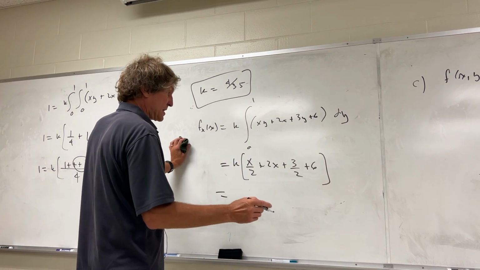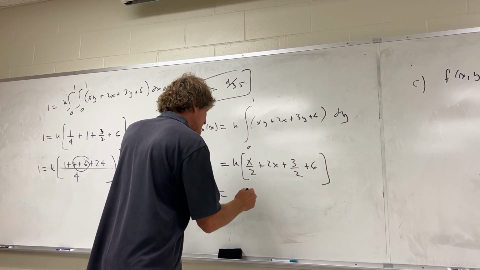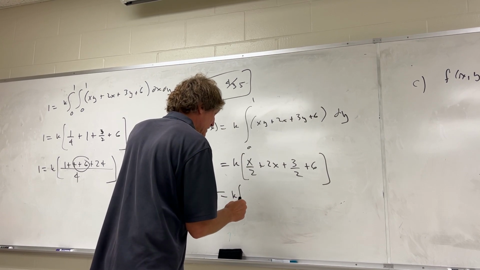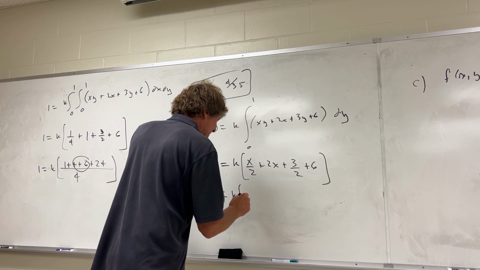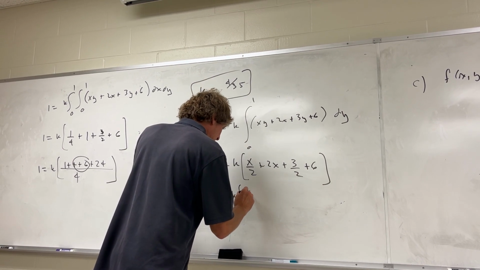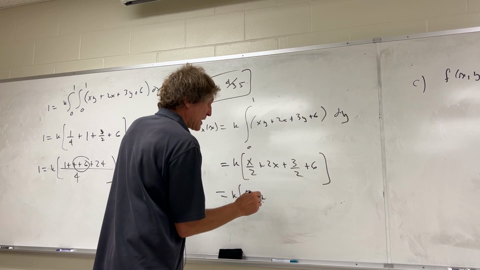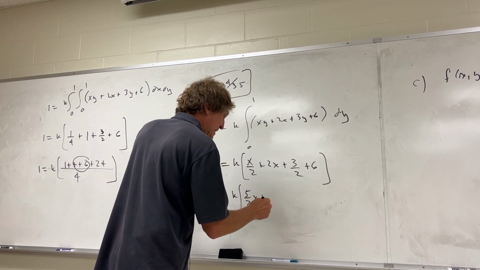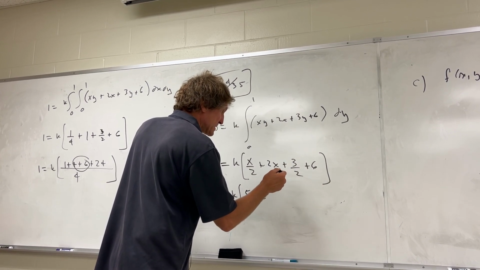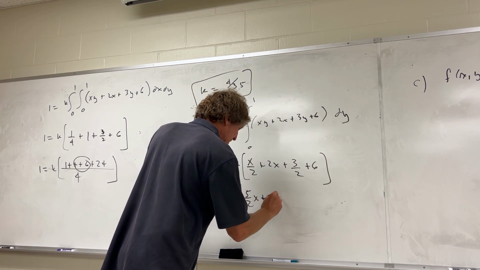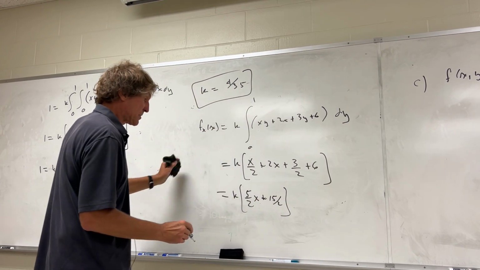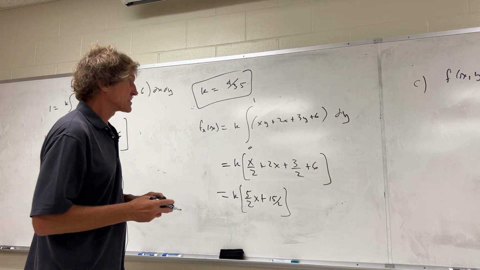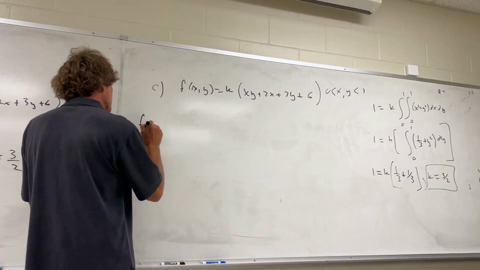So this, let's see, this is k here, and then I have x over 2 plus 2x, and that's going to be 5 halves x plus, and then I have, what, 15 halves here, is that right? 6, that's correct, 15 halves. So that is f of x, and how do you get f of y?